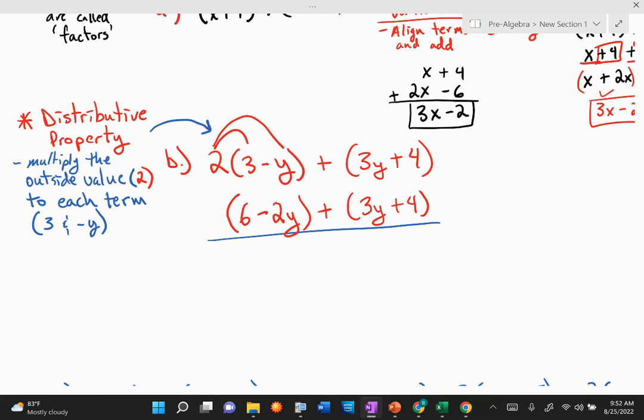So this step right here was the original problem. Okay? This step right here is after we distributed. So don't look back at this one. Now you're working on this. Okay?